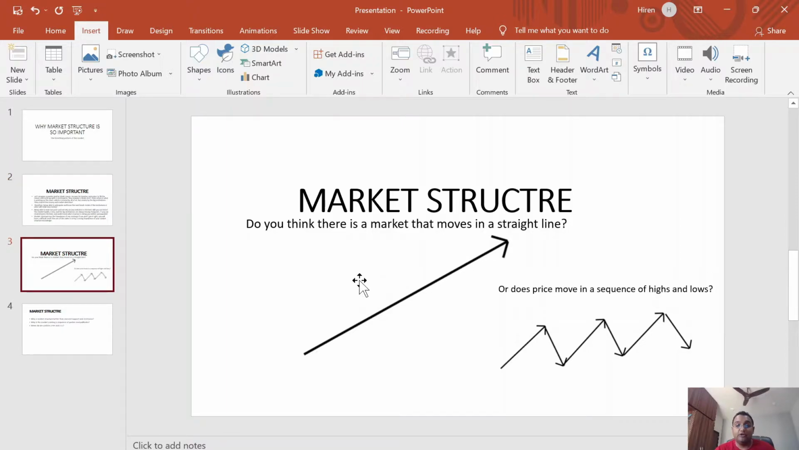A little question for you. Do you think that there is a market that moves in a straight line from point A to point B? Probably not. Does price move in a sequence of highs and lows? Yes, it does. I am sure most of you know that. The market cannot go from one point to another without stopping to take a little break and to pull back, because this is the breathing pattern. You exhale, you inhale in order to exhale. There is no market that is just going to go from point A to point B in a straight line.